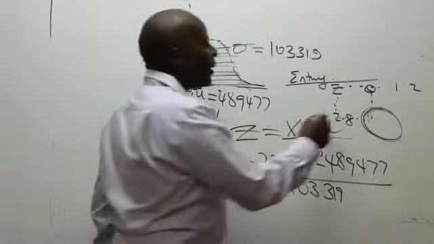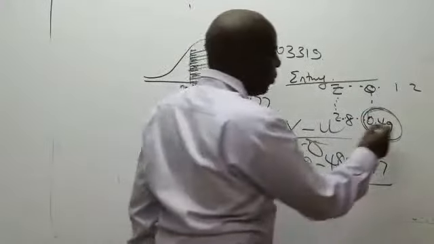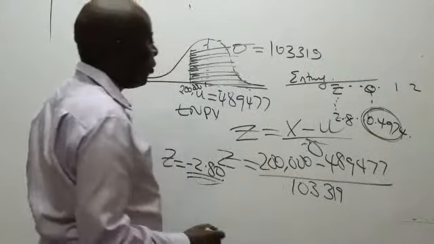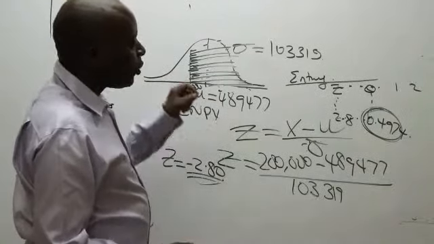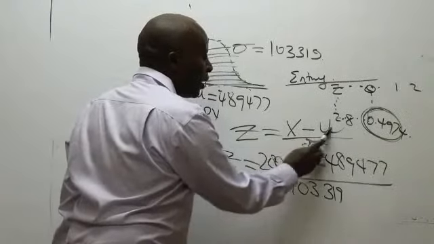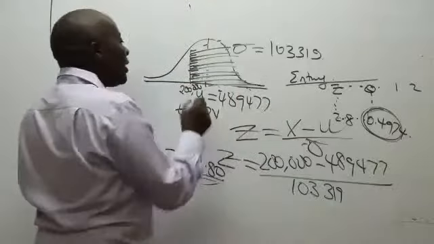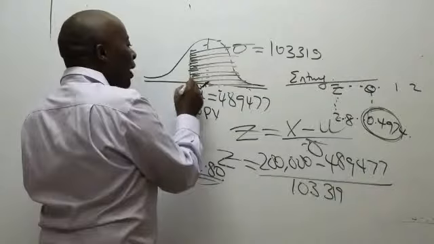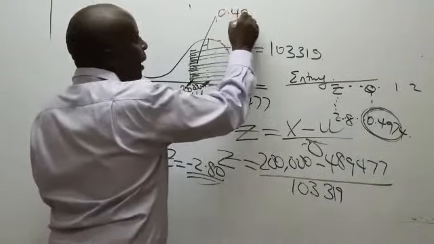So this entry, the teacher has told us, is 0.4974. And remember what you are told in your CPA section 4. You are told whatever entry you read is the area between the two numbers that you have subtracted. The entry that you have read from that table is the area between the two numbers that you have subtracted. So whatever you have read there is 0.4974.